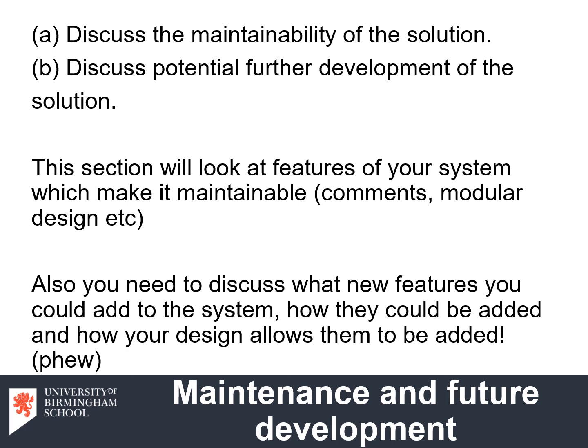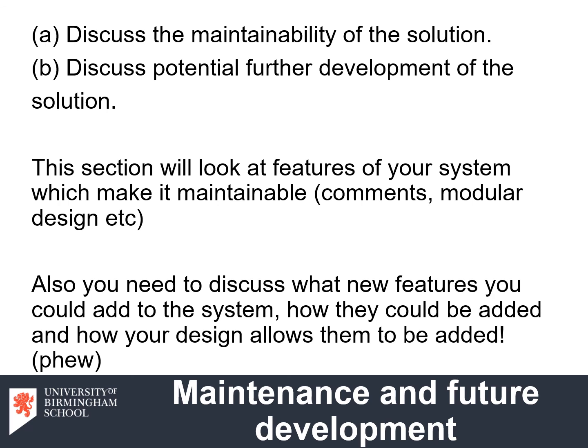When you are talking about future developments, do say how they could be implemented rather than just simply saying what they could be. And when you're saying how they can be implemented, talk about what changes you'd have to make to your code. If you start talking about what changes you can make to your code, this provides extra evidence that your system is maintainable.